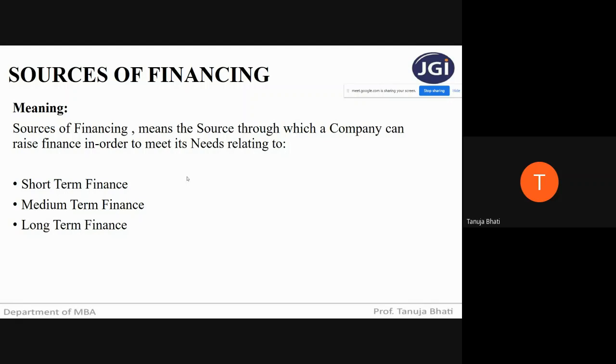Now, why is this finance needed by any company or organization? To meet its needs. The needs of a company are divided into 3 types: short-term needs, medium-term needs, and long-term needs. So just remember, a source of finance is nothing but a means through which a company can get the finance, and the company wants the finance to meet its needs. The needs of a company are divided into short-term, medium-term, and long-term.